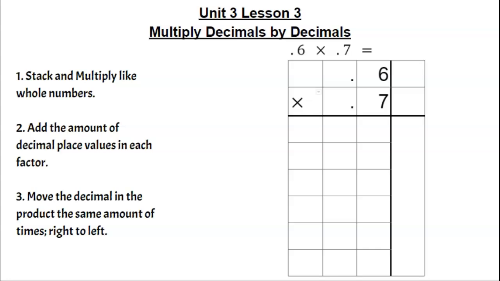We have 6/10 times 7/10. 6 times 7 is 42. So we stacked our numbers and multiplied like whole numbers. Then we add the amount of decimal place values in each factor. 6/10 has one place value behind the decimal, and 7/10 has one place value behind the decimal. Together, that is two place values that we need to move our decimal from right to left. So we move it 1, 2, and we get 42 hundredths.